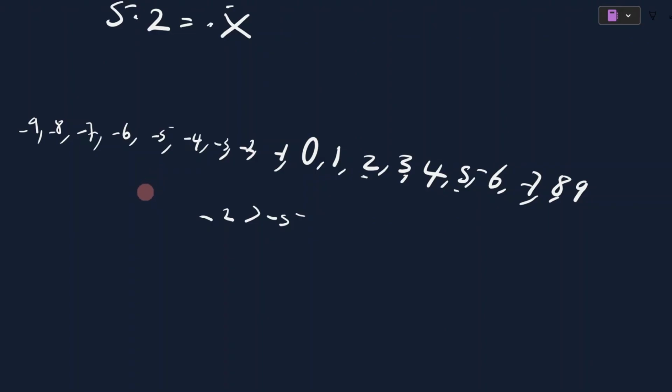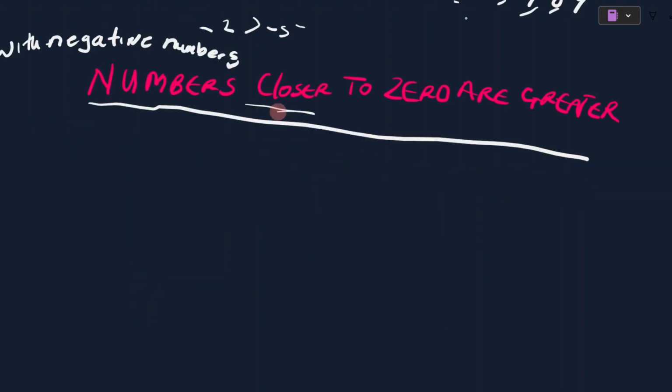And this is where many students get confused. With negative numbers, the number closer to 0 is greater. Just have this in mind that with negative numbers, numbers closer to 0 are greater. For example, negative 3 is greater than negative 10.